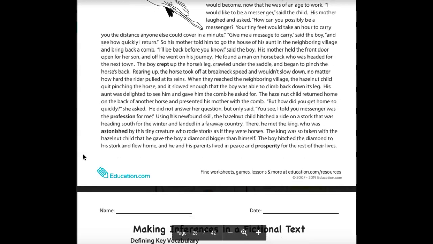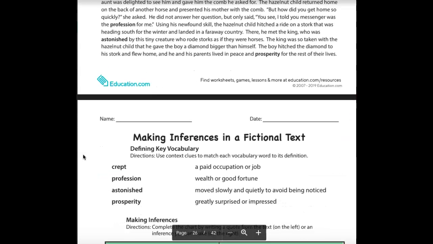There he met the king, who was astonished by this tiny creature who rode storks as if they were horses. The king was so taken with the hazelnut child that he gave the boy a diamond bigger than himself. The boy hitched the diamond to his stork and flew home, and he and his parents lived in peace and prosperity for the rest of their lives.